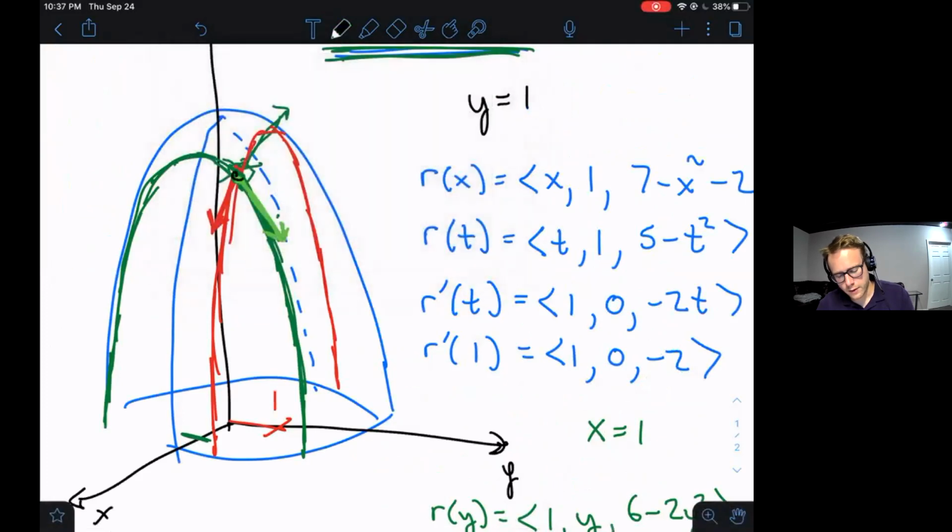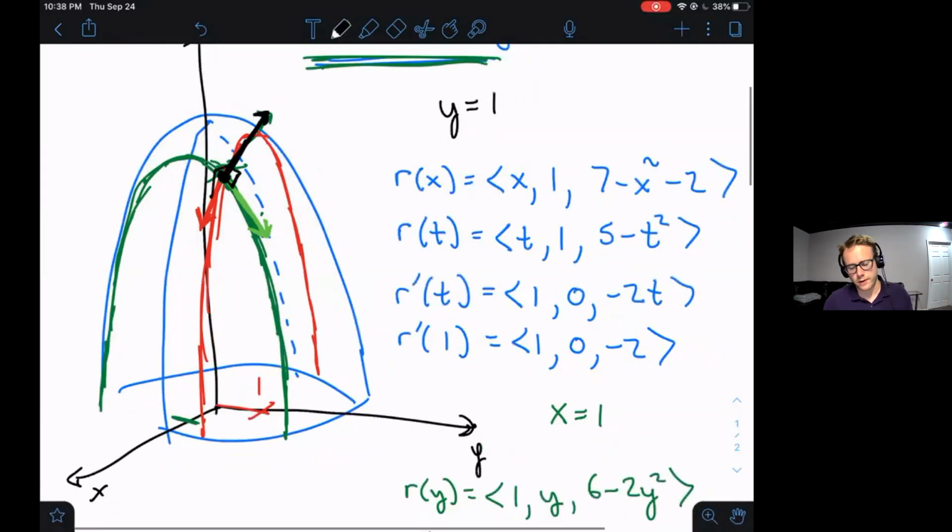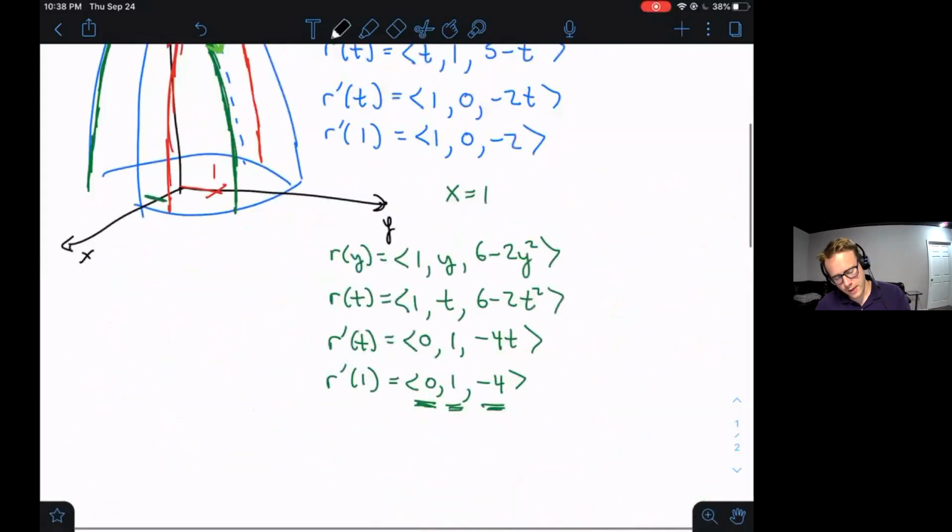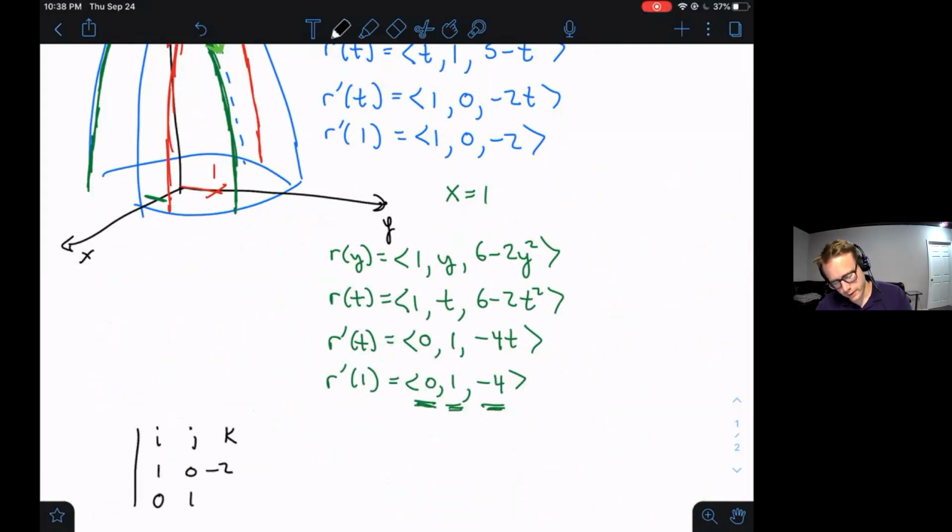All right, so now we have 2 different tangent vectors. And again, we are interested in this normal vector here. It's supposed to be perpendicular to both of these things. It should be perpendicular to this one, and also perpendicular to this red one here. And since we have 2 vectors and we want something orthogonal to both of them, that's exactly what we use the cross product for. So let's use the cross product here. I'm going to do the i, j, k, 1, 0, negative 2, 0, 1, negative 4, and take the cross product.